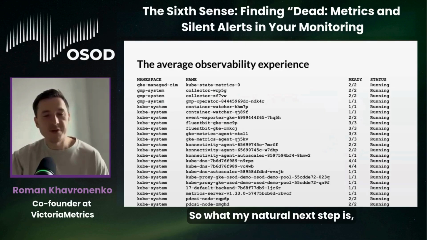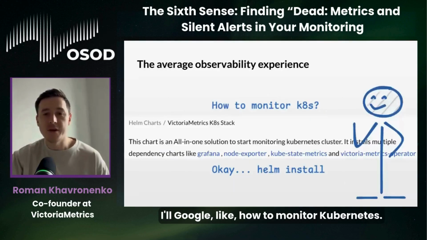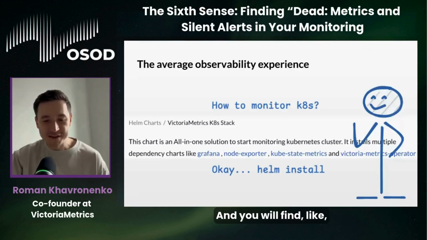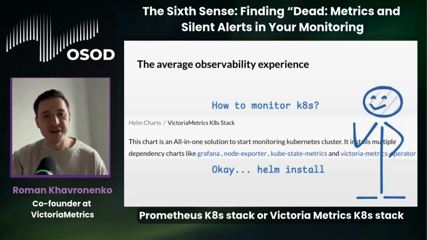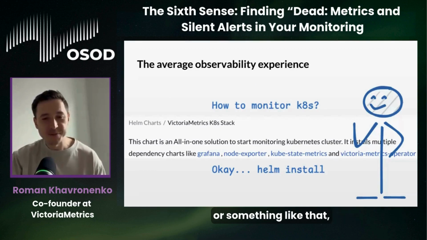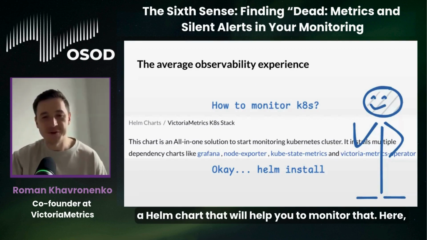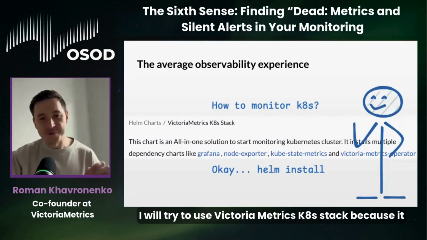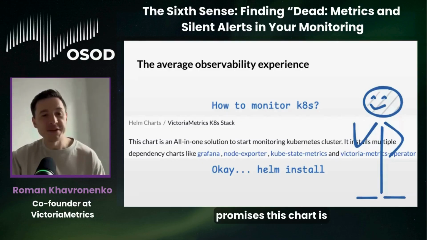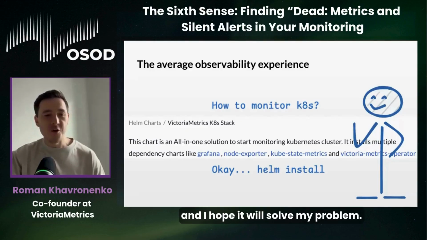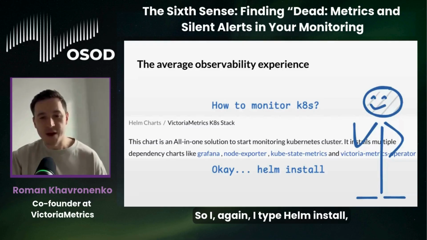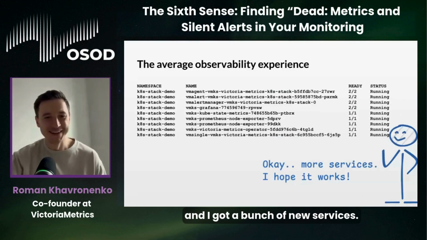So my natural next step is to Google how to monitor Kubernetes. And you will find Prometheus kube-stack or VictoriaMetrics k8s-stack or something like that, a Helm chart that will help you to monitor that. Here I will try to use VictoriaMetrics k8s-stack because it promises this chart is an all-in-one solution to start monitoring a Kubernetes cluster. So I trust this description and I hope it will solve my problem. So I type helm install and I get a bunch of new services.